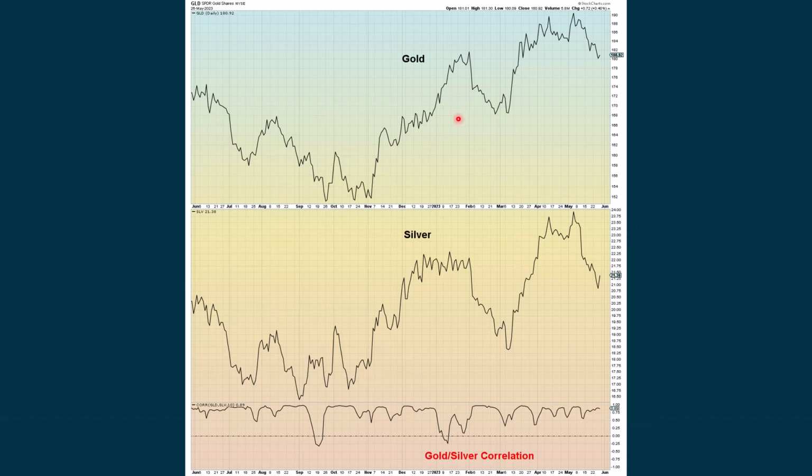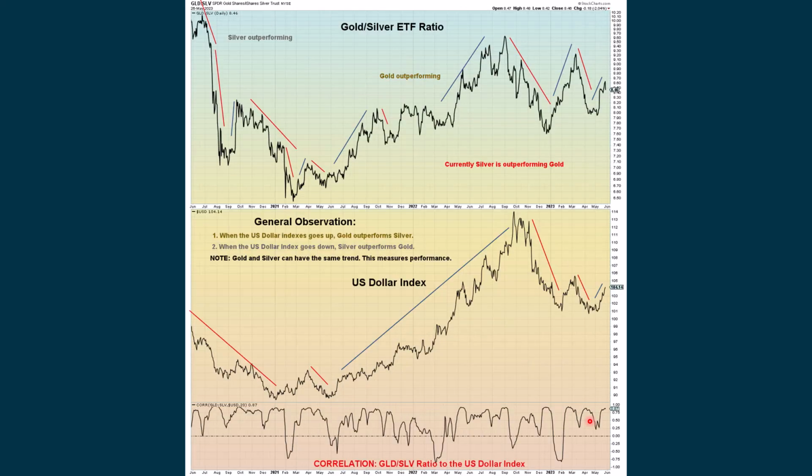We also look at gold to silver, showing that the correlation between the two is very high. Then another chart which looks at the gold-silver ETF ratio, that's on the top, and what is it doing in relation to the US dollar? When the dollar is going up, gold tends to outperform silver. When the dollar is going down, silver outperforms gold. Note that they both can be going up overall. It's just which one is outperforming the other.